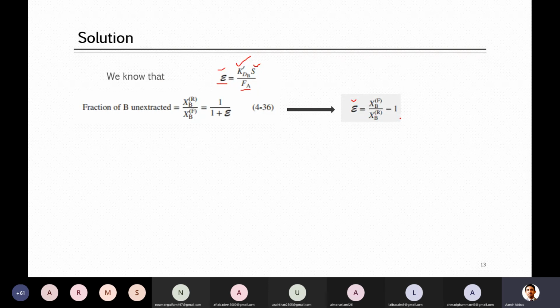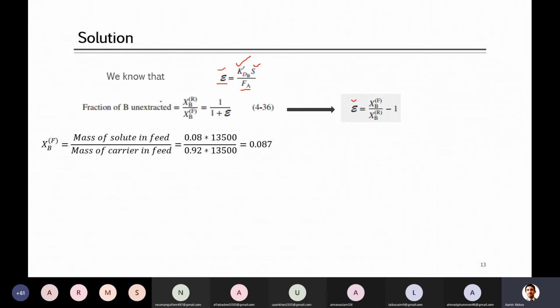So let's find this XBF and XBR, the mass fraction, not mass fraction, sorry, mass ratio of component B in the feed and in the raffinate. So quickly, you know that XBF means the mass flow rate of the solute in the feed to the mass flow rate of the carrier, which was water in that case, in the feed. So you know their values, one is 8% of the flow rate, and the other is 92%. Their ratio can be easily found.